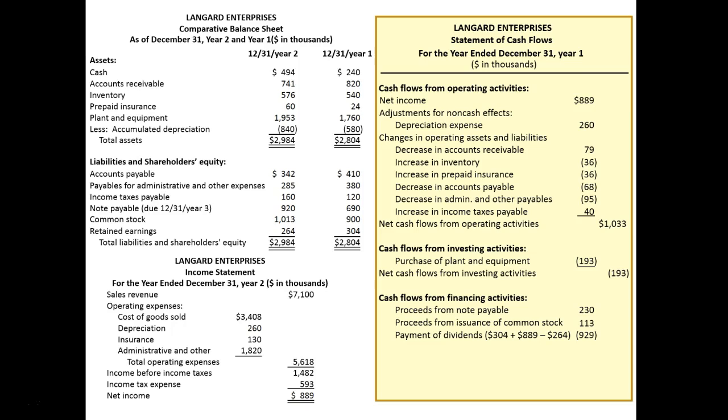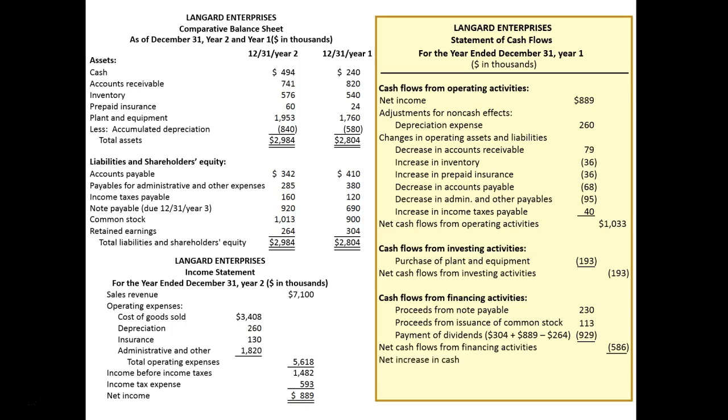Now, in order to determine those dividends that we paid, we're going to show the retained earnings at the first year. We're going to add our net income, subtract our retained earnings to figure out how much in fact was paid out in dividends. Net cash flows from financing activities of minus $586,000.